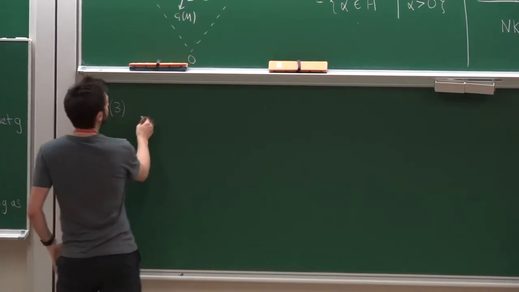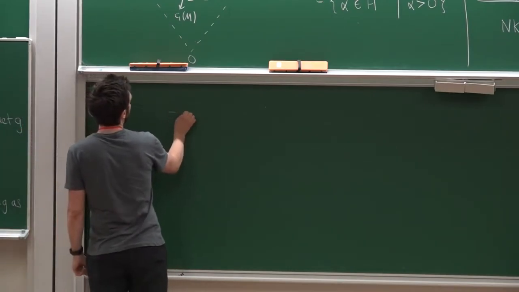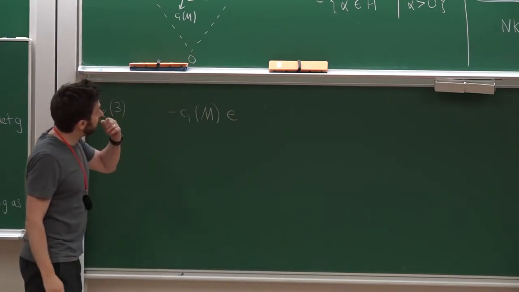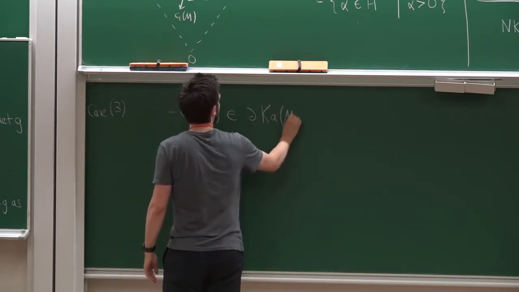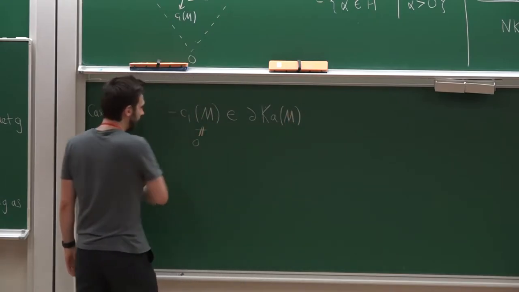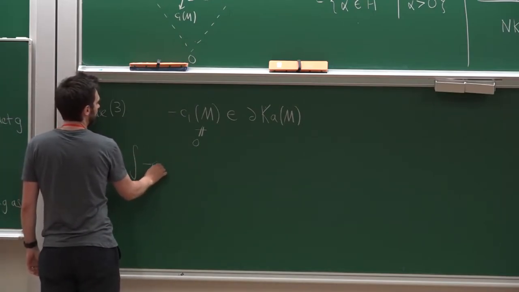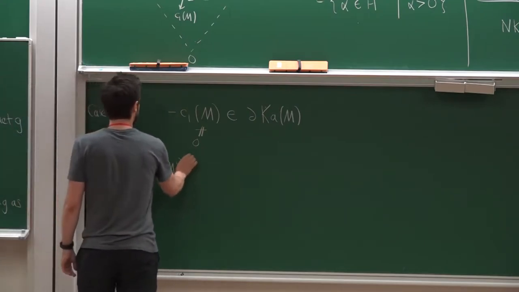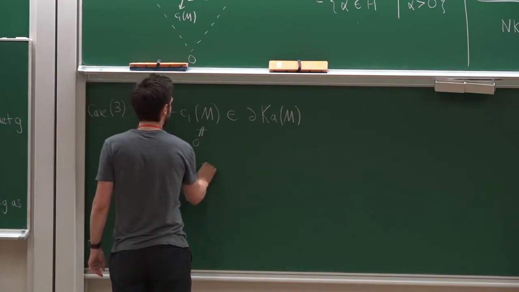Okay, so what are they? Well, case three is when minus c1 of M is in the boundary of the Kähler cone, and it's non-zero. And this is the first one we're going to look at, the case when, if you integrate minus c1 of M to the power N, so I'm taking my manifold to be of complex dimension N, then this is equal to zero.